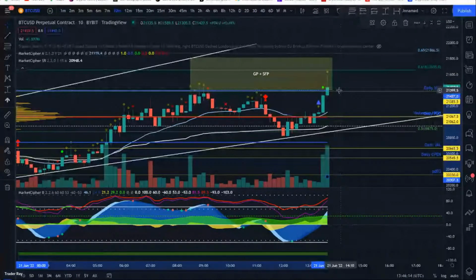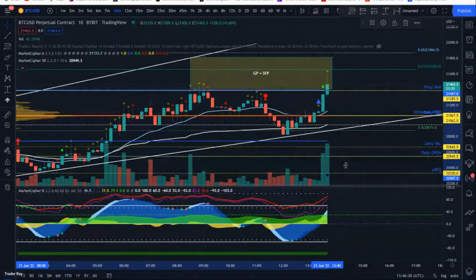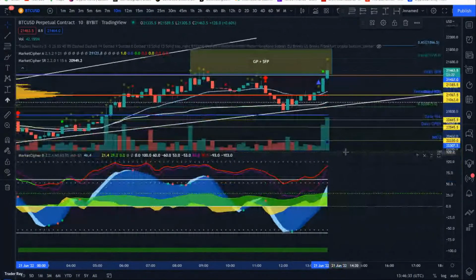21,400. 21,400. Hooper just said it in the chat, 21,400. If we hold it, it looks good, to be honest. 10-minute money flow, says Wave Cipher. Yeah, it looks pretty good, actually. It's thick. It's not really curving down. It looks thick. It looks pretty good.